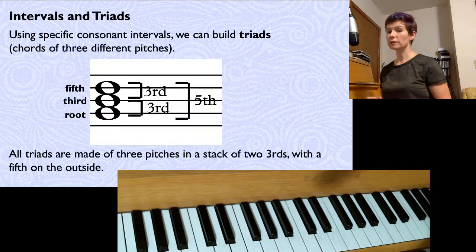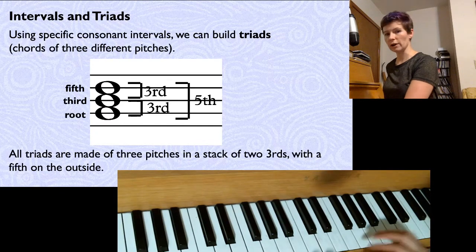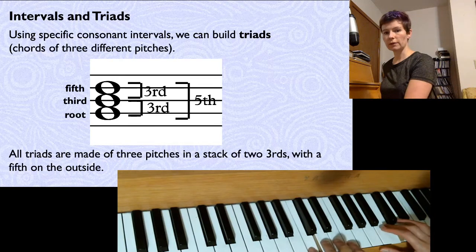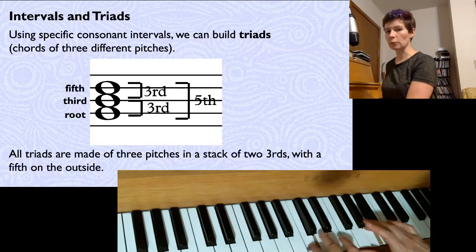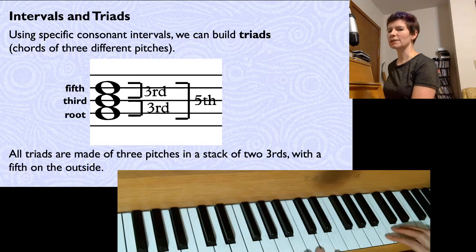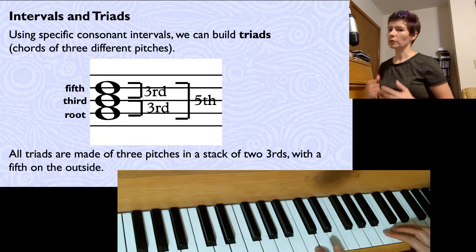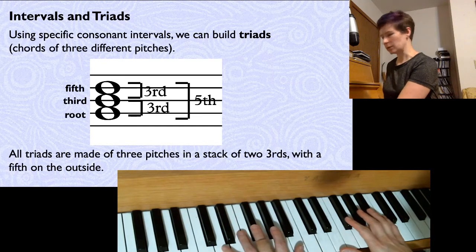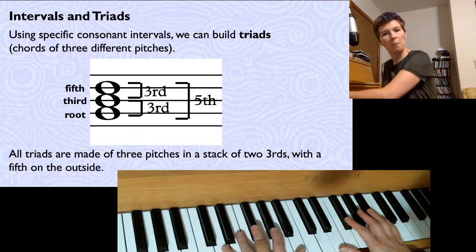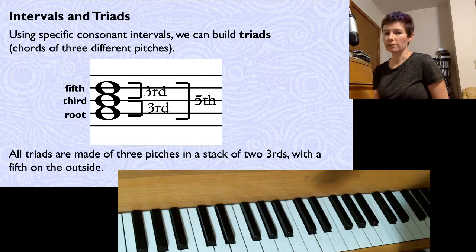So previously we talked about intervals and how intervals sometimes can be dissonant and sometimes be consonant. The most consonant intervals that we have include the octave, the perfect fifth, thirds, sixths, and sometimes fourths. These intervals are consonant because they have simple whole number ratios between the two frequencies. They're also considered consonant because they can be used to build triads. Any combination of pitches can be considered a chord. But to make a triad, which is a specific kind of chord, you have to follow a particular pattern.